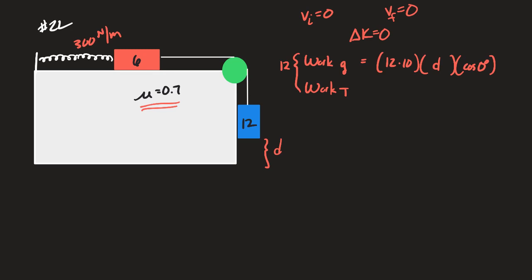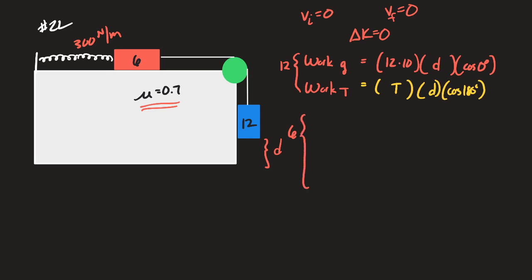Talk about the work done by tension. Do we know what the size of the tension force is? We don't. So I'll just put T. We do know that the blocks go downwards a distance D, correct? And I think we can all agree that it's cosine 180 degrees because tension's up, but the blocks go down. All right, that's it. Let's go on to the next block. Let's go on to the 6 kilogram block.